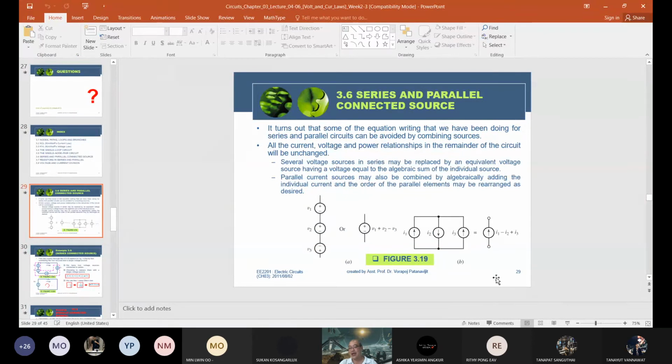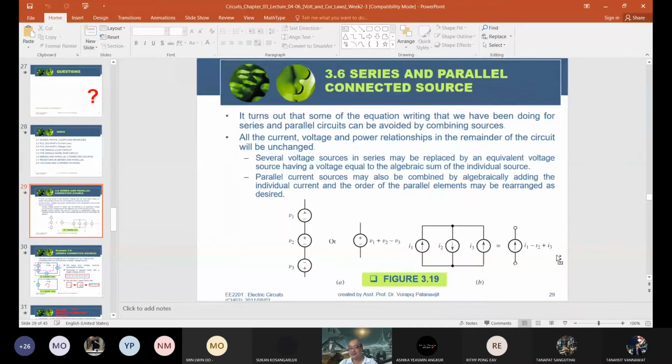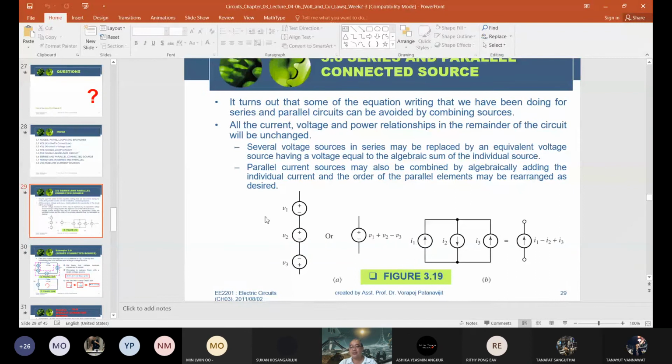The next one is about how to combine sources. We have the voltage source. If the voltage sources are in series, you can combine them into a single one.